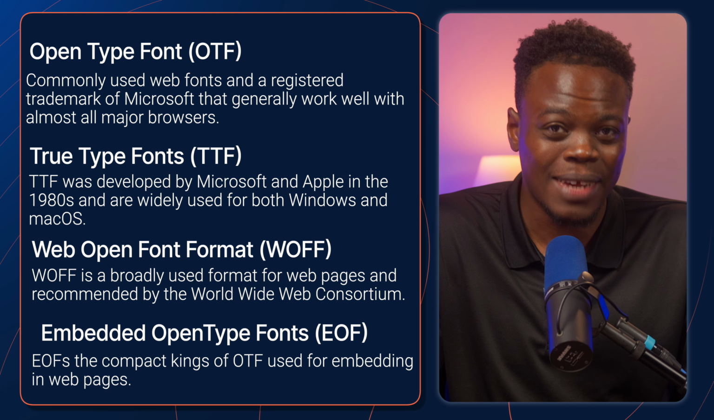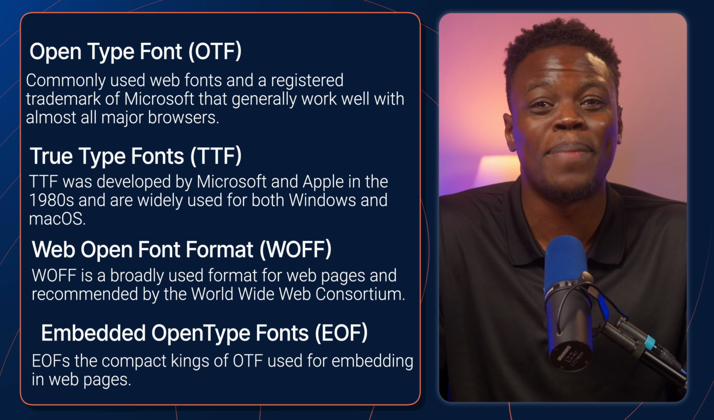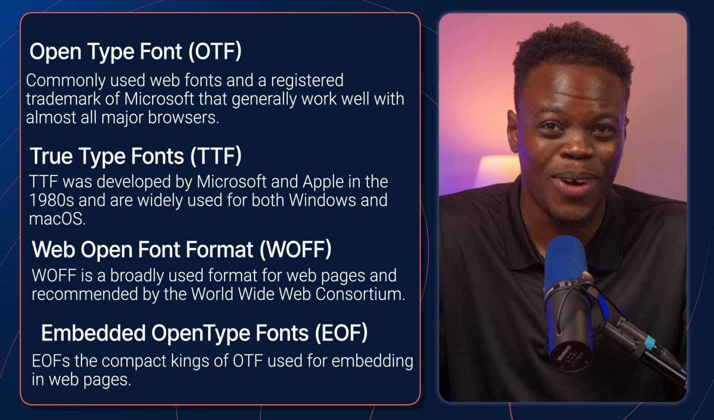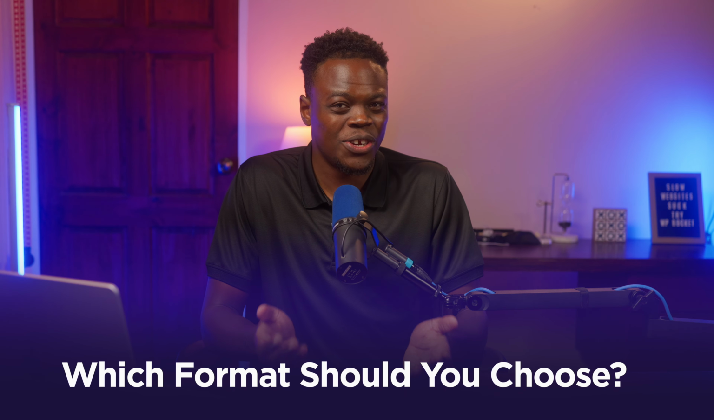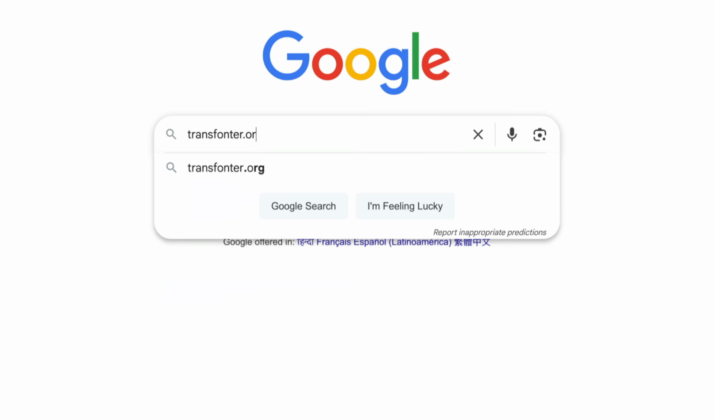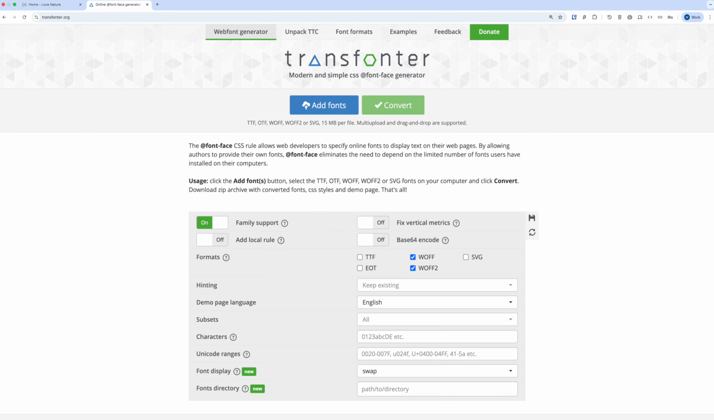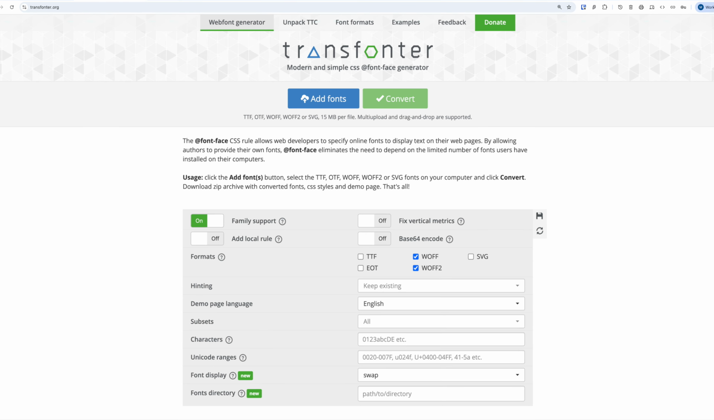Finally, Embedded Open Type Fonts, or EOT, are the compact kings of OTF used for embedding in web pages, and guess what? They all get the thumbs up from major browsers. So which one should you choose? Well, for safe measure, I recommend going with Open Font Format. Now, if you're unsure whether your font is compatible with your default browser, try using the online font face generator from transfonter.org. This tool allows you to easily convert any font to a web-friendly font format.